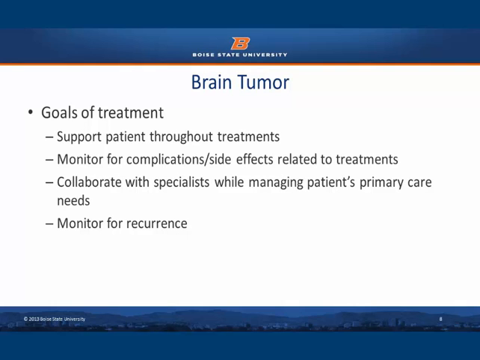Brain tumor: the goals of treatment in primary care will be to support the patient through the treatments, monitor for complications and side effects related to treatments, collaborate with specialists, and monitor for recurrence. Treatment for brain tumors is typically provided by specialists including oncologists, both medical and radiation, and neurosurgeons. Treatment typically consists of surgery, radiation, and/or chemotherapy, but this is of course all dependent upon the tumor location and type and the stage of the disease upon diagnosis.